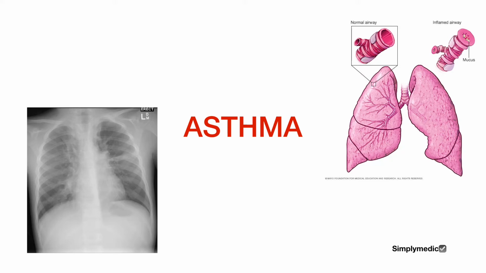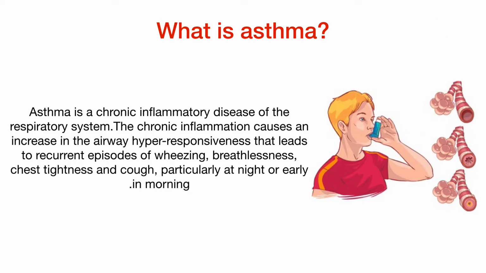Hello, today we are going to be talking about asthma. What is asthma? Asthma is a chronic inflammatory disease of the respiratory system. A chronic inflammation causes an increase in the airway hyper-responsiveness that leads to recurrent episodes of wheezing, breathlessness, chest tightness, and cough, particularly at night or early in the morning.